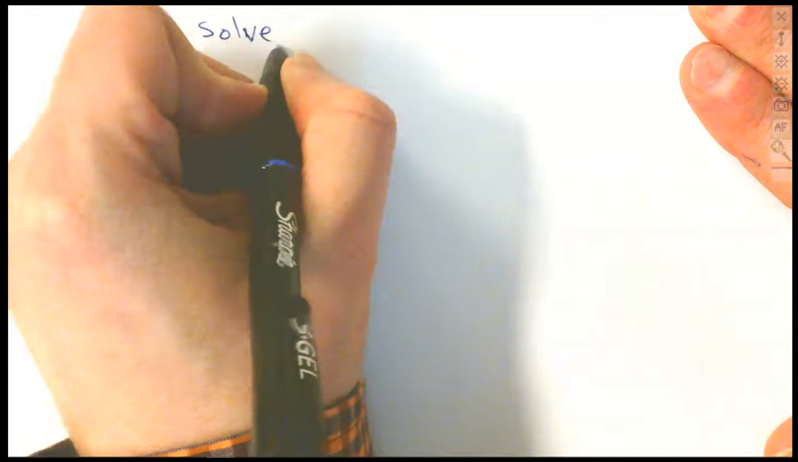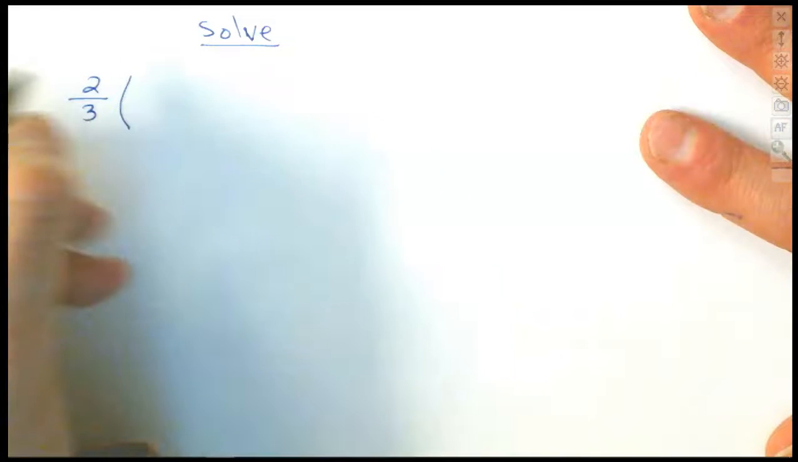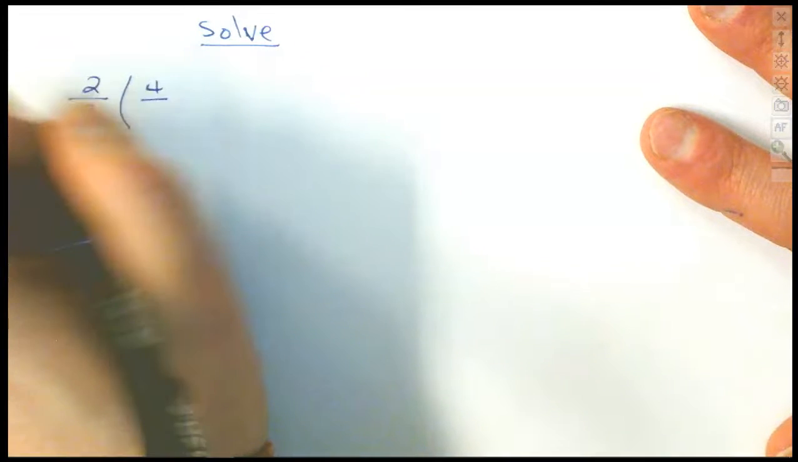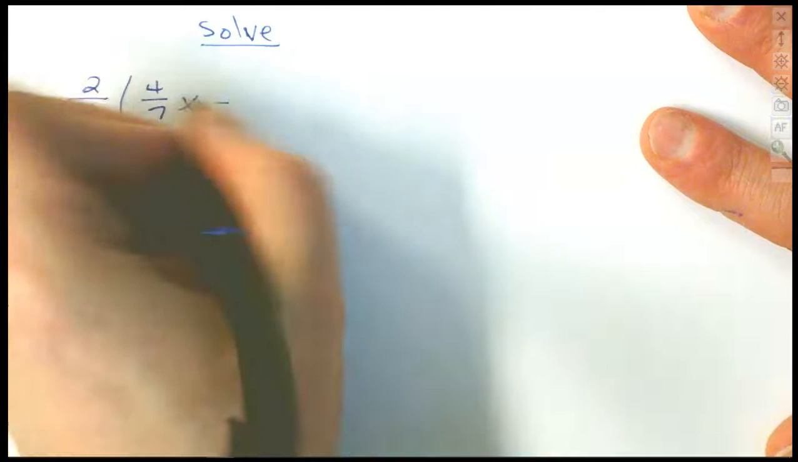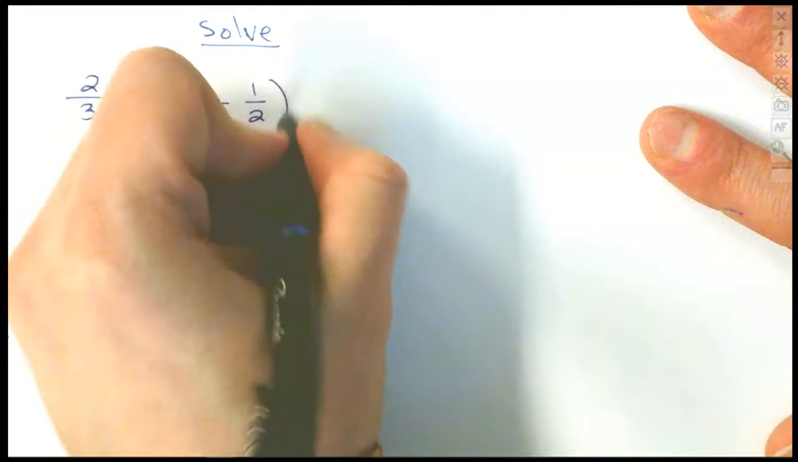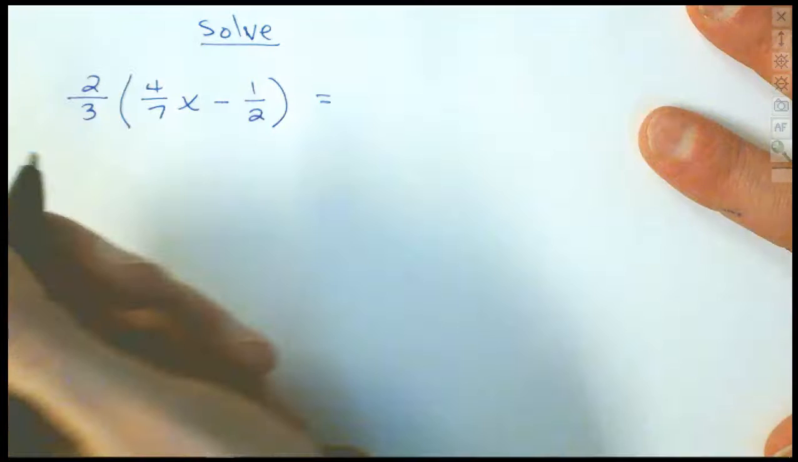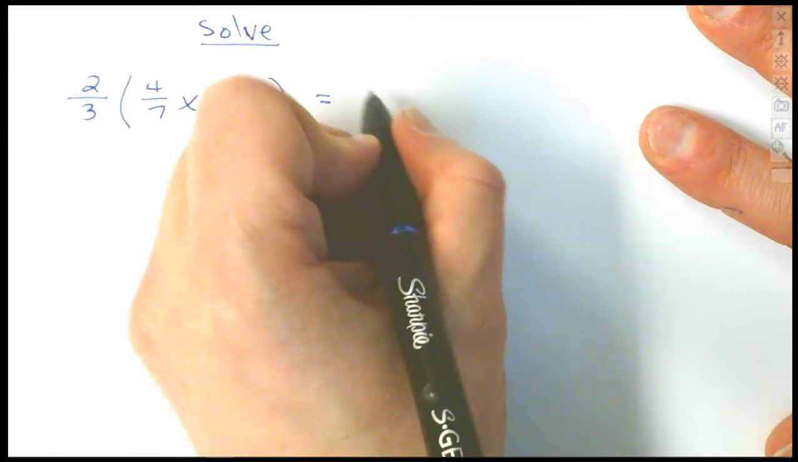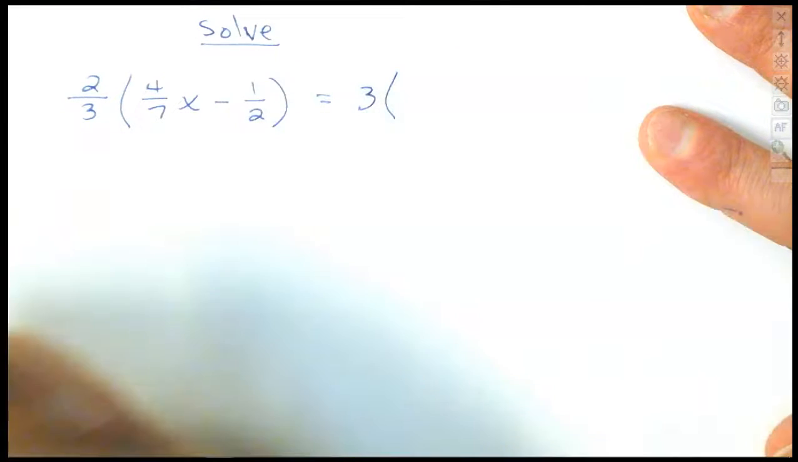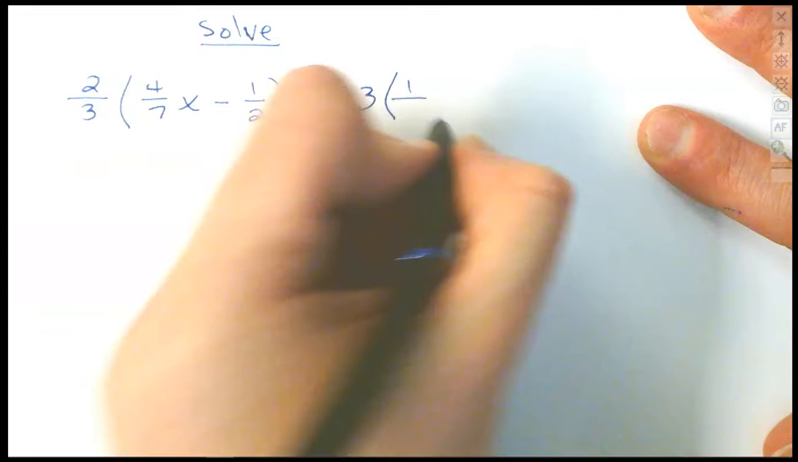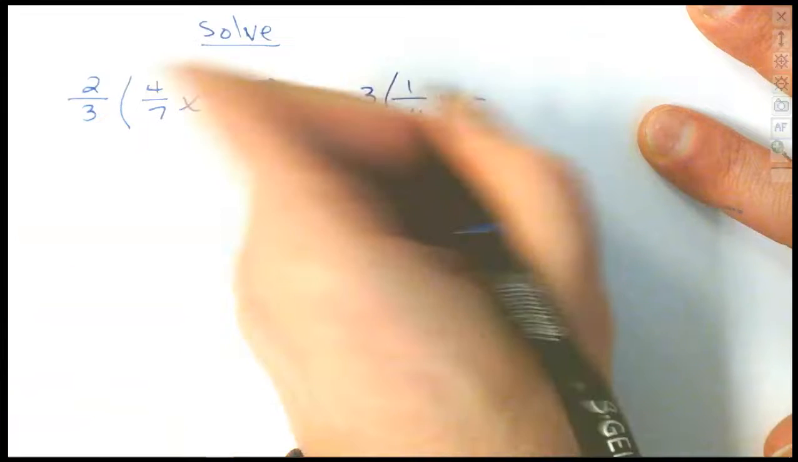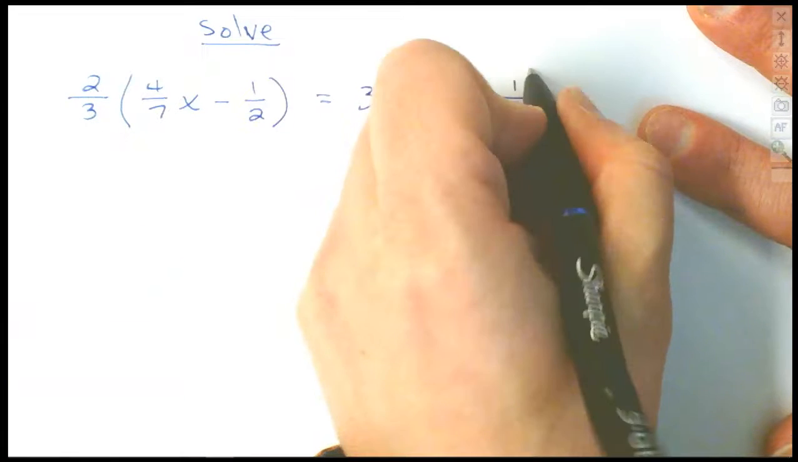So let's solve another one of these. And again, I'm just going to make up some numbers here. And let's do one where we have to distribute again. About 2/3 times (4/7 x minus 1/2) equals, how about 3 times (1/4 x minus 1/3).